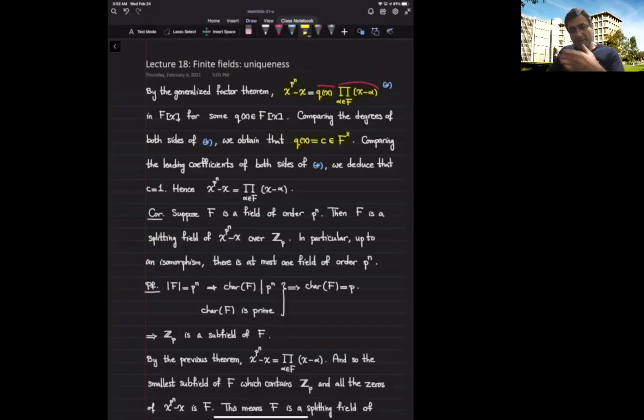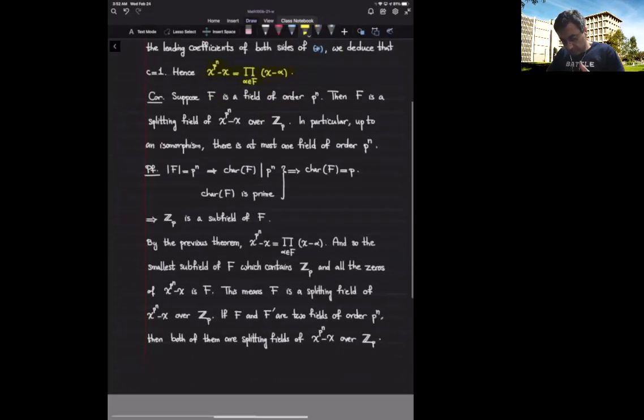Now, if I compare the leading coefficients, I see that the leading coefficient of the left-hand side is 1. Therefore, this non-zero constant c should be 1 as well, which means I deduce the claim that x to the power p to the n minus x is indeed the product of x minus alpha, as alpha ranges over the elements of this finite field of order p to the n.